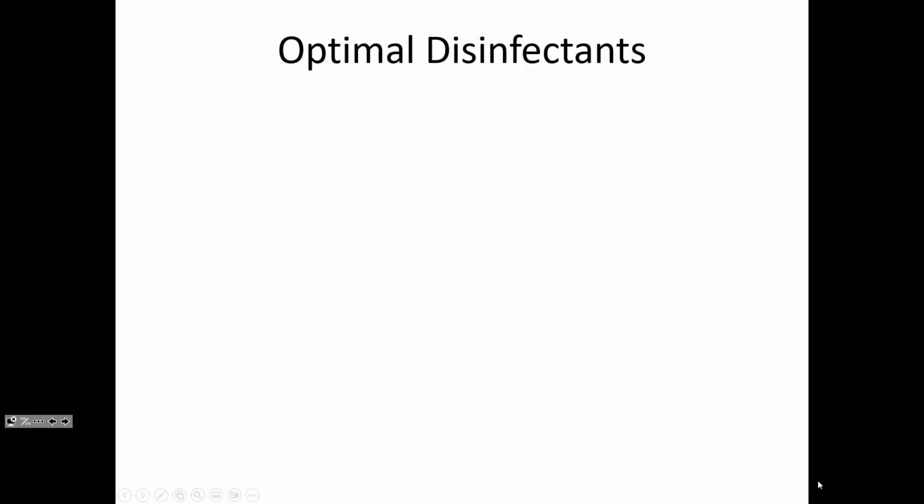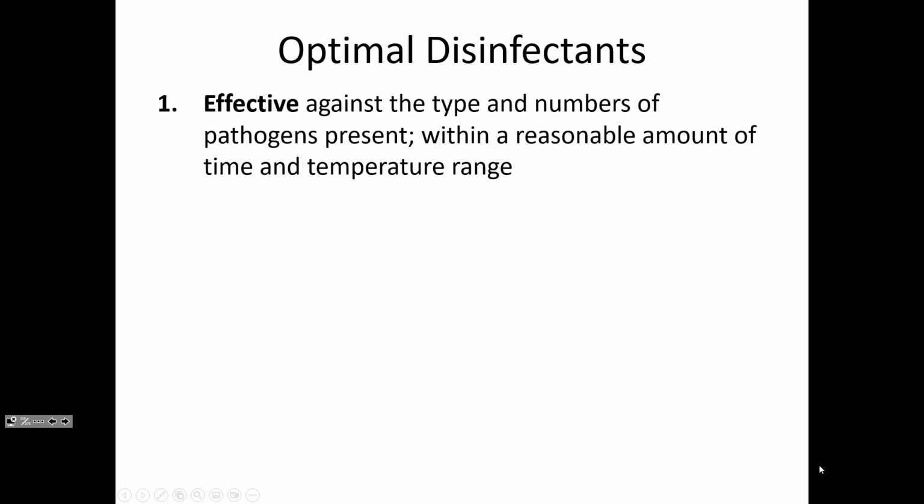Okay. So what's the best disinfectant? The optimal disinfectant has some competing criteria. There's no perfect disinfectant because some of these criteria are at odds with each other. It obviously is supposed to be effective against the type of pathogens and the numbers of pathogens, and it should be effective within a reasonable temperature range and within a reasonable amount of time. So it shouldn't be some chemical that requires 50 days of exposure before it kills the pathogens.